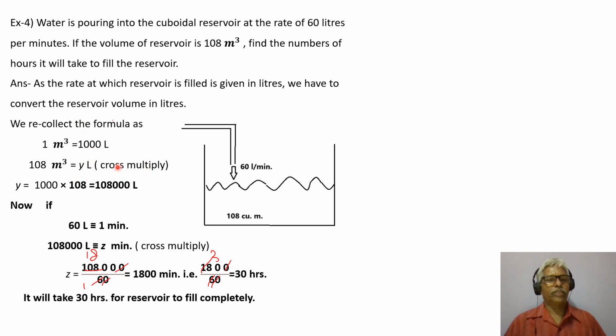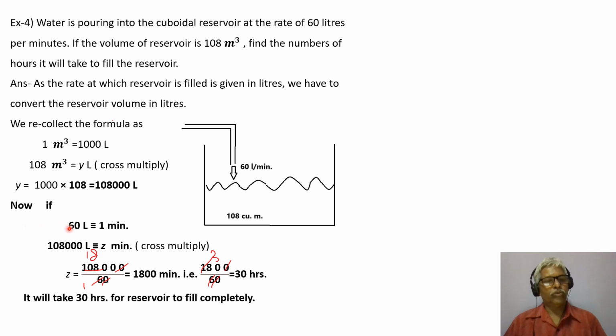When you deal with such type of conversion, see that same units or same volume or time is on one side and the other is on the other side. You will come to know as we solve some more problems. I have solved such problems in many other topics. So here cross multiply, y is equal to 1000 into 108, or is equal to 108,000 liters.